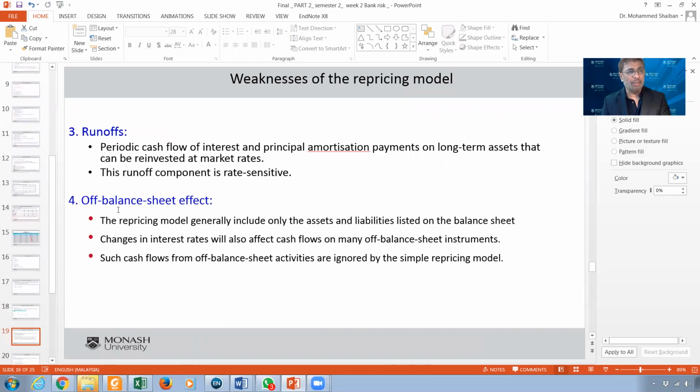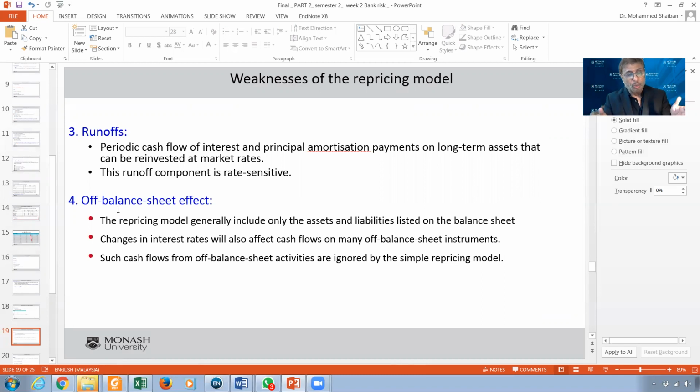Now the runoffs, which is problem number 3. This is when we have payments during the time, and we don't take care of that. That can't be, because when there is a payment of a loan that is for 3 years, I have a loan of 3 years. Now this loan for 3 years, when I go according to the repricing model, I will put it under 3 years.